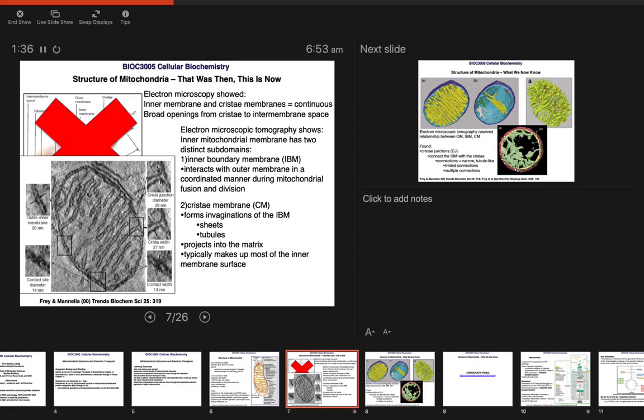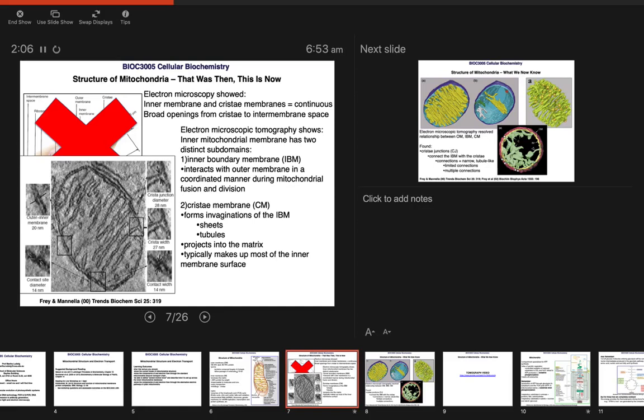The inner boundary membrane, also known as just the boundary membrane in some articles and textbooks, interacts with the outer membrane. It has to do this in a coordinated manner when mitochondrial division occurs. And you might remember that mitochondria can fuse to one another. So they can divide, and they can come back together and become a larger mitochondrion.